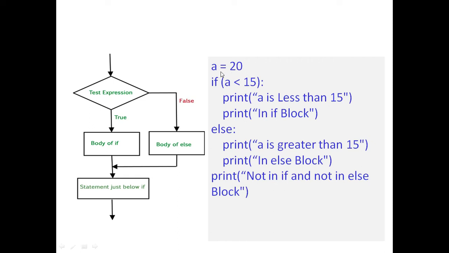For example, if we assign a equal to 20 and check if a less than 15, it will print a is less than 15. Else it will print a is greater than 15. And after executing if or else, it will print not in if or not in else block.